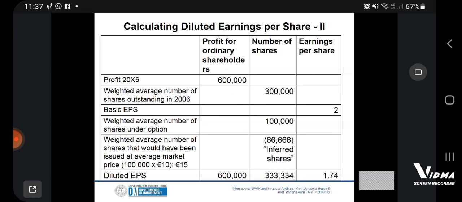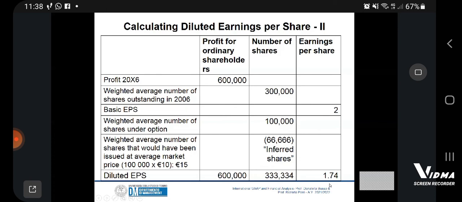Now, if we add together the weighted average number of shares with the actual, real increase in the number of shares, which is 100,000 less 66,666, we would have the new weighted average number of shares equal to 334,000. Then the diluted earnings per share is 1.74 altogether. Any question? Okay.